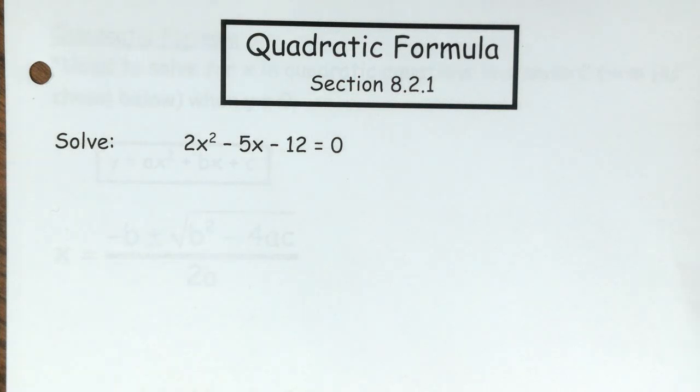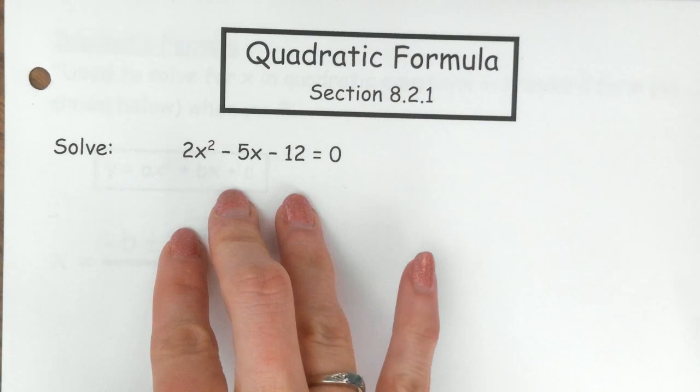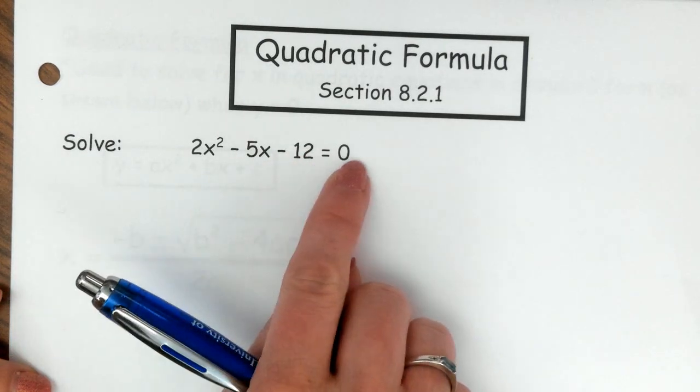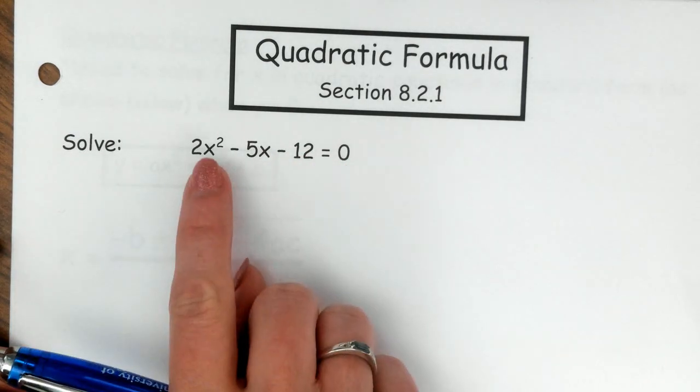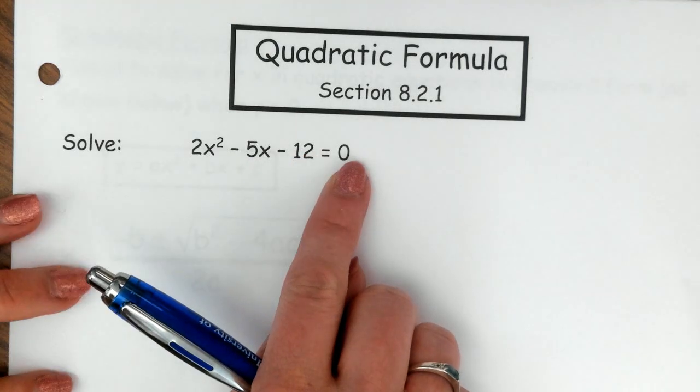Okay, so today we are going to talk about the quadratic formula. So I want you to try to solve this one. Okay, so how are you going to solve it? How have we done this in the past? So think back, there's an x squared, an x, and a number. It equals 0 already.